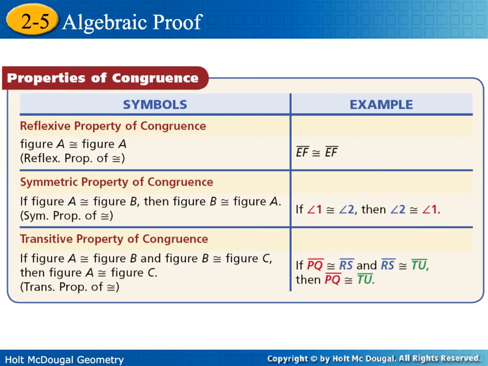So if figure A is congruent to figure A, then EF is congruent to EF. Symmetric property of congruence. If figure A is congruent to figure B, then figure B is congruent to figure A. That's the symmetric property. So these are how you would symbolize it, and these are examples. So EF is congruent to EF, that would be an example of how you would write a reflexive. Angle 1 congruent to 2, then 2 congruent to 1, that's a symmetric. And then last, transitive. These should seem familiar from what we just did in chapter 1 or in the previous sections.